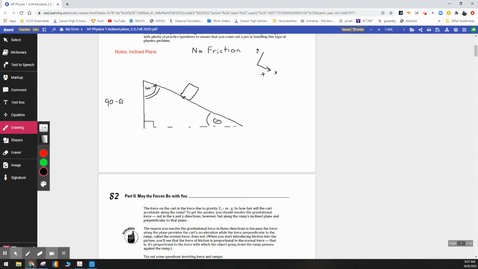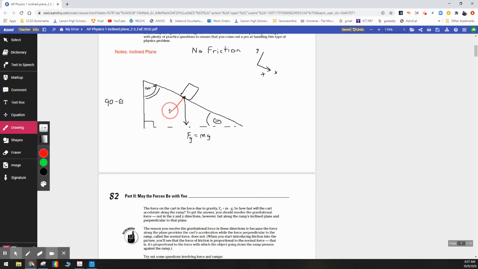Let's draw a vector going straight down, and we'll call this the force of gravity vector. We'll put in a G here. From last class, we know that the force of gravity is going to equal mg, acting straight down. Now we have some components of this vector. I'll use different colors here.